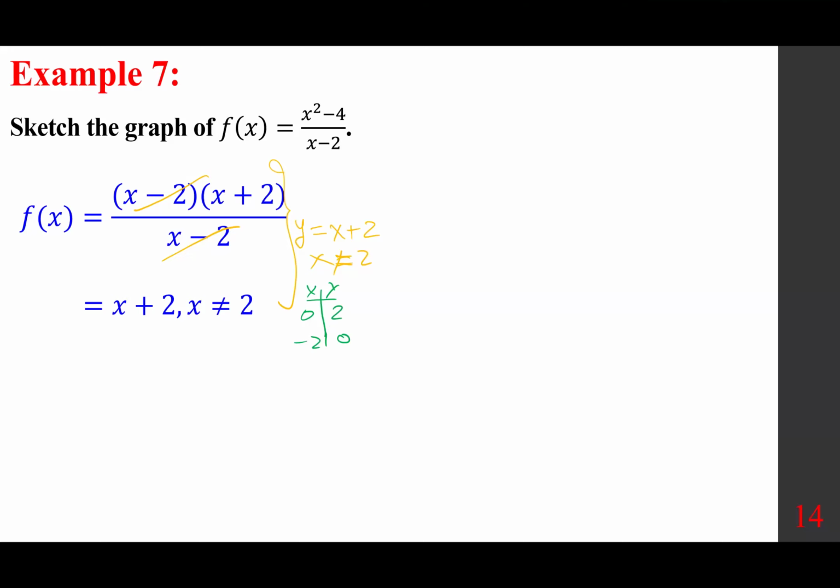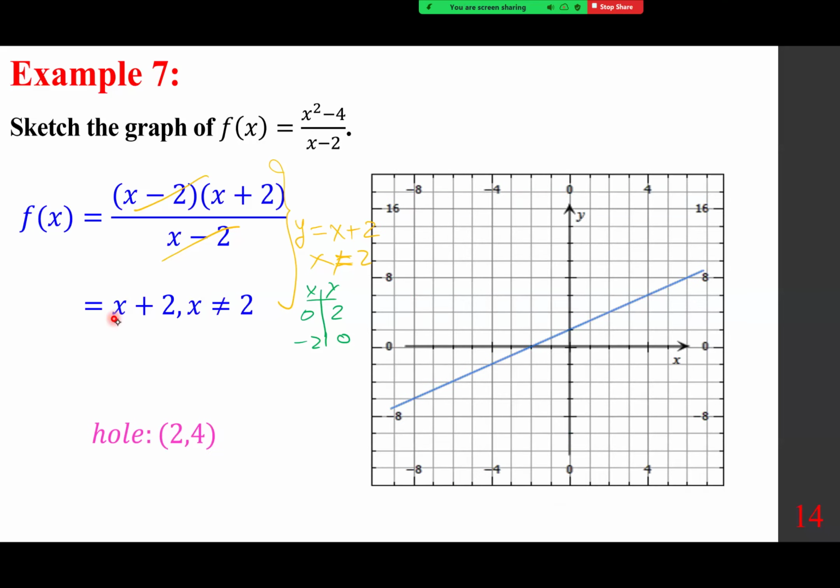Where does the hole occur? We said x can't be 2. If you plug in here, you get 4. So it's 2 and 4. So you draw the line.